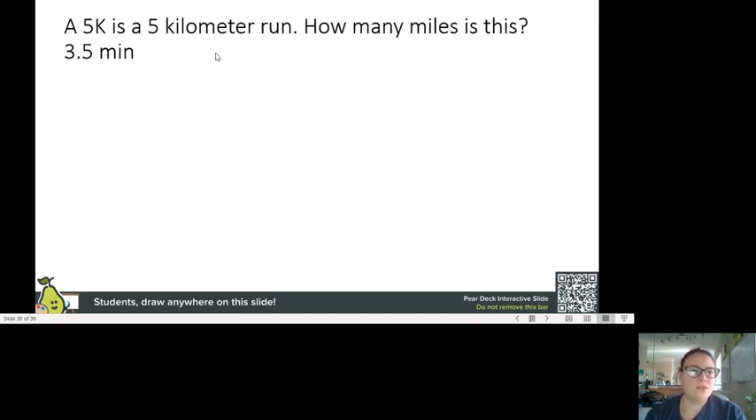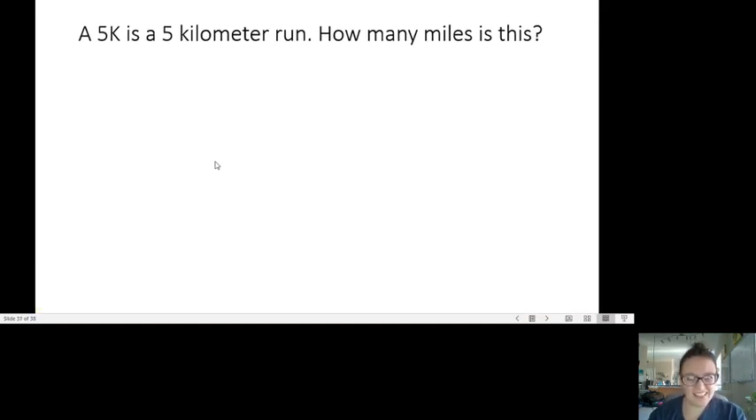You're going to convert 5 kilometers into miles. So we know that 1 kilometer is 1,000 meters, and 1 mile is 1609.34 meters. So what do you think is going to be in the middle? What do they have in common? Meters! So we're going to go kilometer, meter, mile.